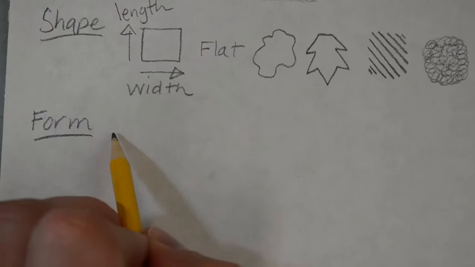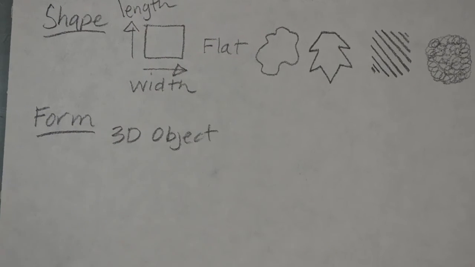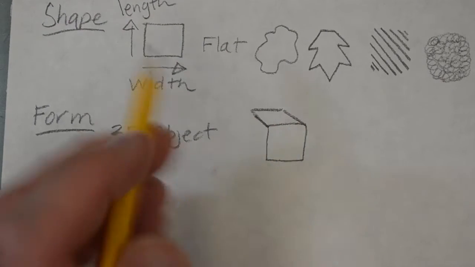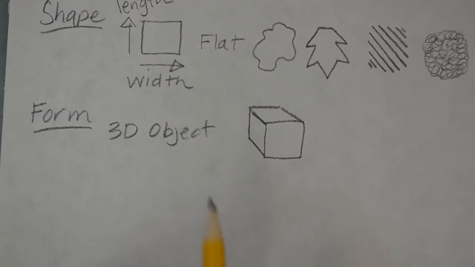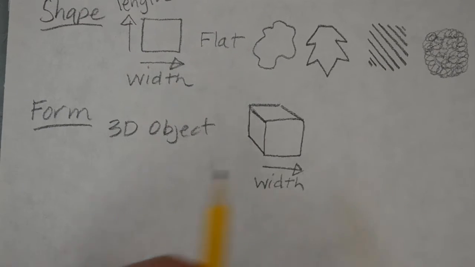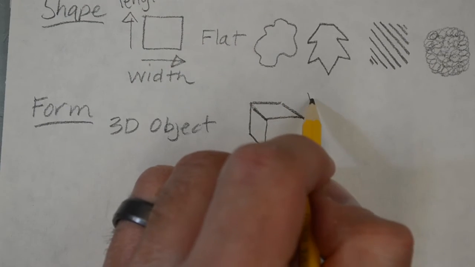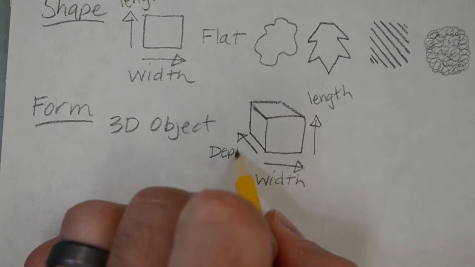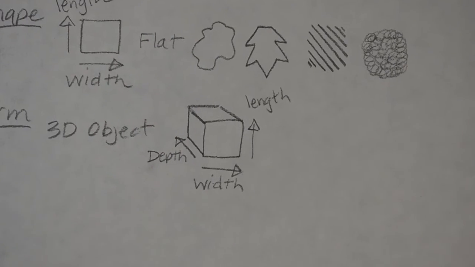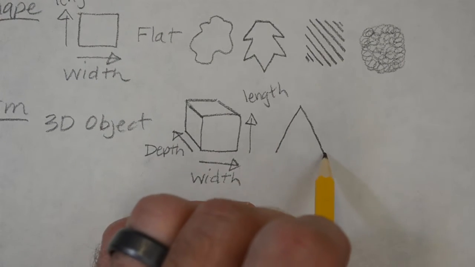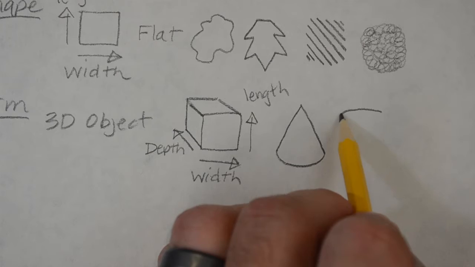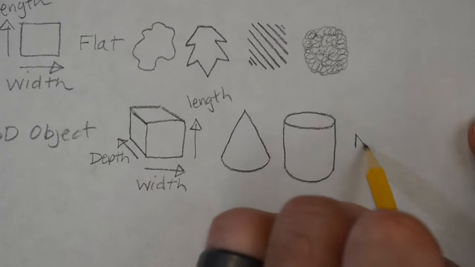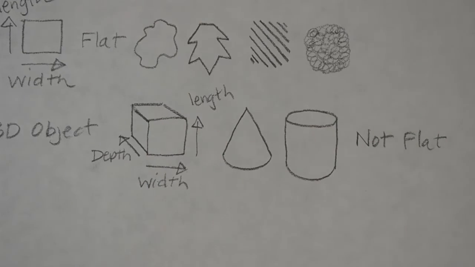The third art element is form. Form is a three-dimensional object, like this cube. Like shape, it has length and width, but it also has depth. A form is a solid object that takes up real three-dimensional space. Or it's the illusion of a three-dimensional object taking up the illusion of three-dimensional space.